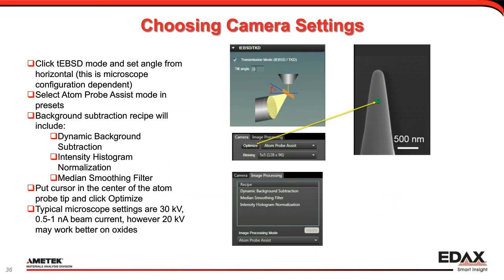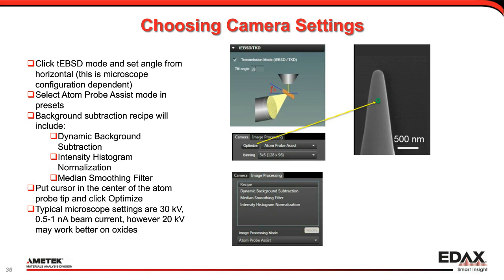So EDAX has really made this process easy for us by introducing a new mode in their TEAM software called Atom Probe Assist, which has several different features that can really help you target a grain boundary during the FIB sharpening process. So I'd just like to talk about a few of those features and how I use them, and hopefully you can implement them in your own lab.